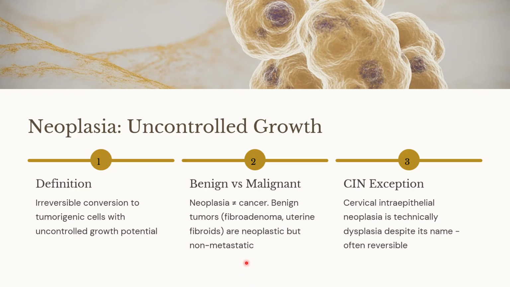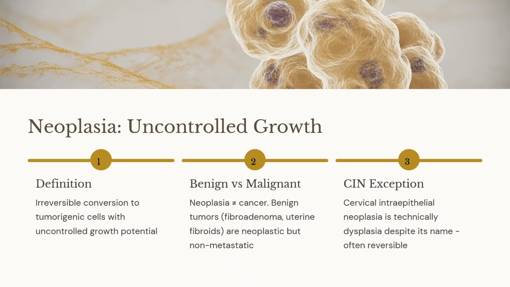But there is only one exception, that is cervical intraepithelial neoplasia. It is technically dysplasia and it is reversible, but still its name includes neoplasia. So, long story short, dysplasia and metaplasia are reversible. Neoplasia, which includes both benign as well as malignant, is irreversible. The only exception is CIN, cervical intraepithelial neoplasia, which bears the name neoplasia, yet it is a dysplastic change which is reversible and not irreversible.